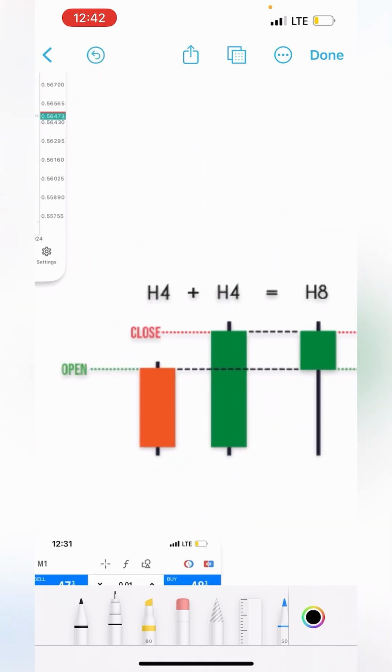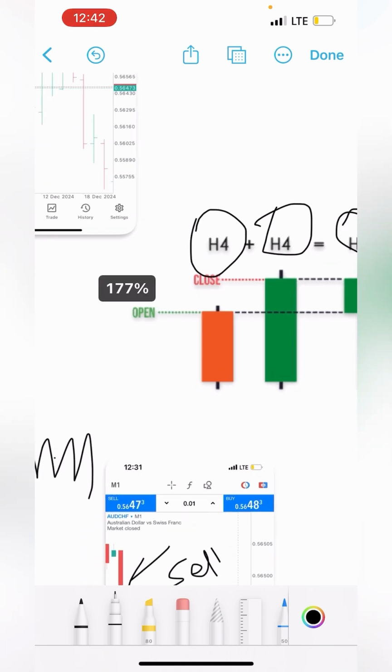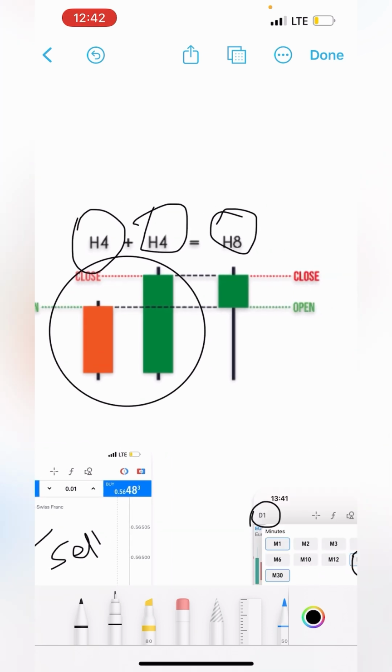the time frame. You see we have 4 hours here, we have 4 hours, which is H4. If you combine 4 plus 4, it will give you 8. And the candlesticks, if you combine them together, which is a 4 hours candlestick plus a 4 hours candlestick, will give you what? Will give you this candlestick.